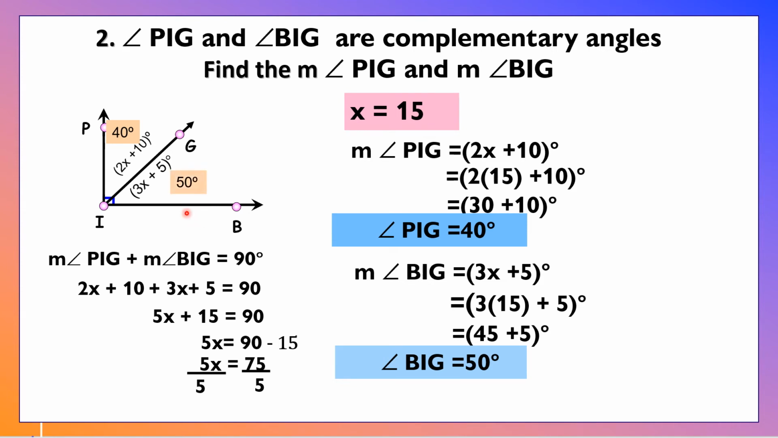So, if you will add 40 degrees and 50 degrees, that is equal to 90 degrees. So they are complementary angles.